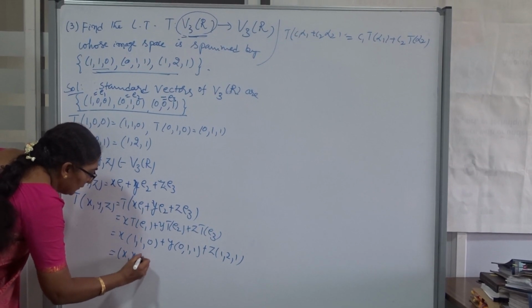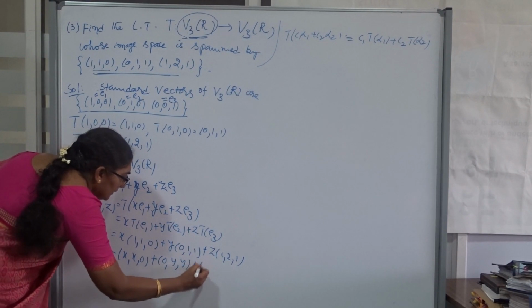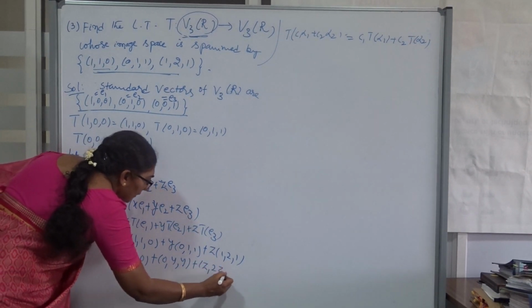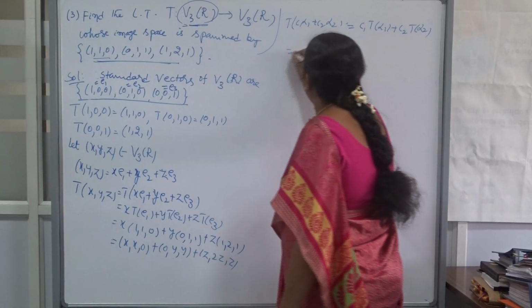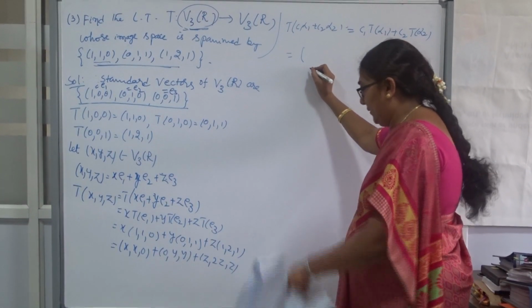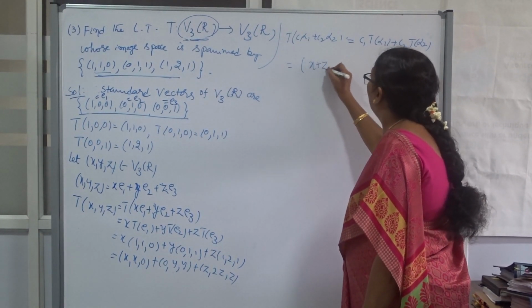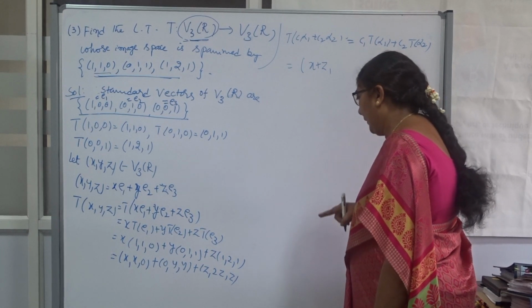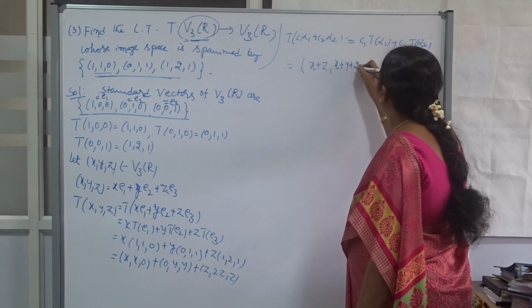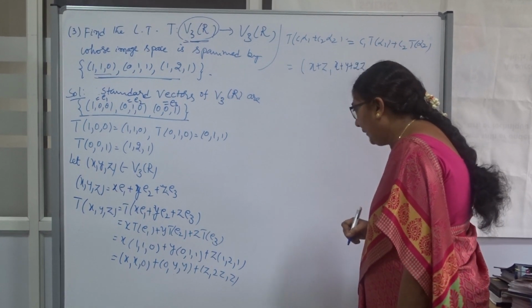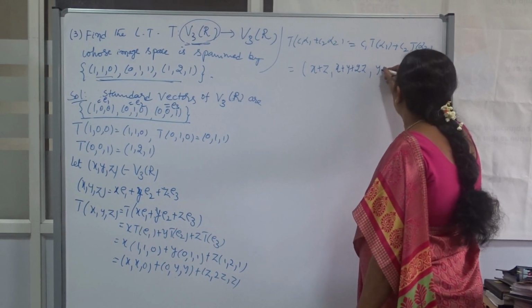(x, 0, 0), (0, y, y), and then (z, 2z, z). Now I have to simplify this. Add the first component: x plus z. Then add the second component: x plus y plus 2z. And then add the third component: 0 plus y plus z. What do we get? y plus z.